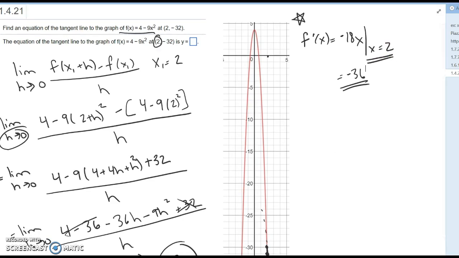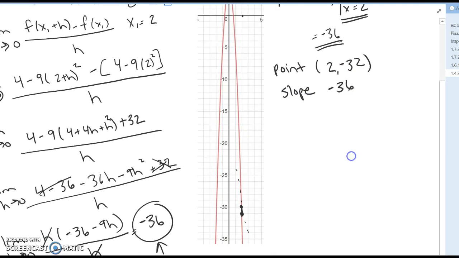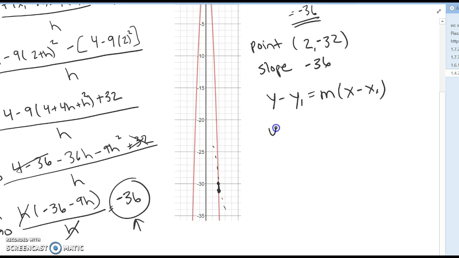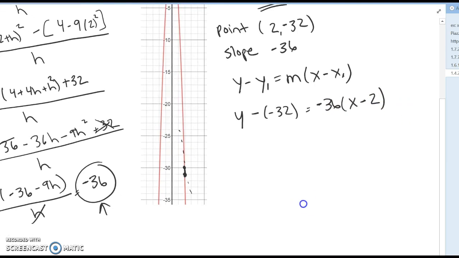And then in college algebra, we are very interested in the slope and the equation of the line. So once we have the slope and a point, right, we have the point 2, minus 32, and we have the slope minus 36. So the equation of the tangent line would be y minus y1 equals m times the quantity x minus x1. So putting that in there, I get y minus a minus 32 equals a minus 36 times x minus 2. So be really careful on your negatives here, because we have a negative 36, right? And then we have a minus 2.